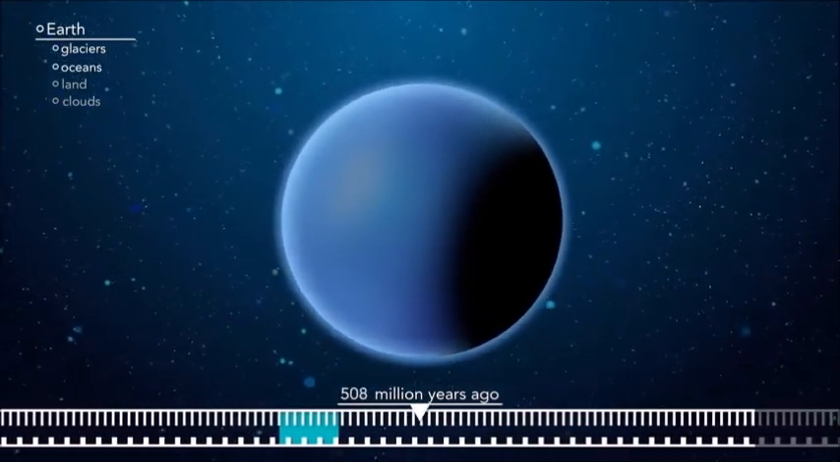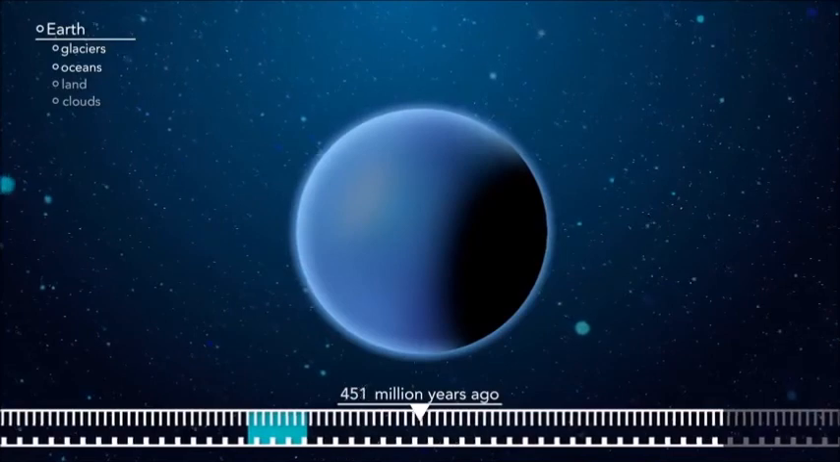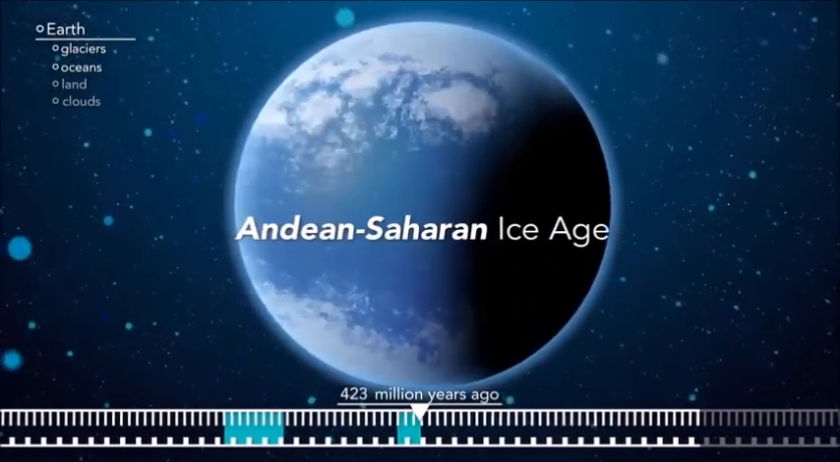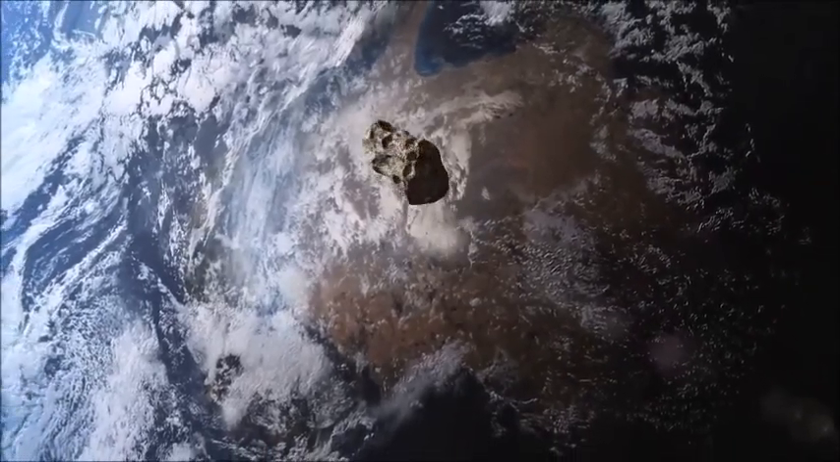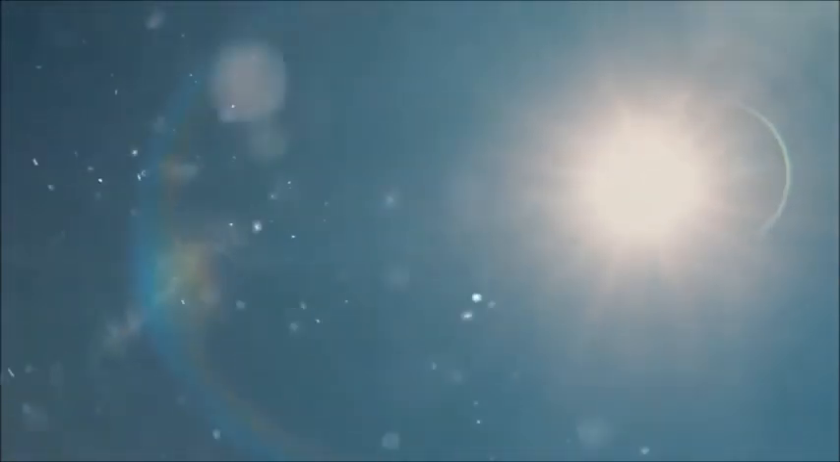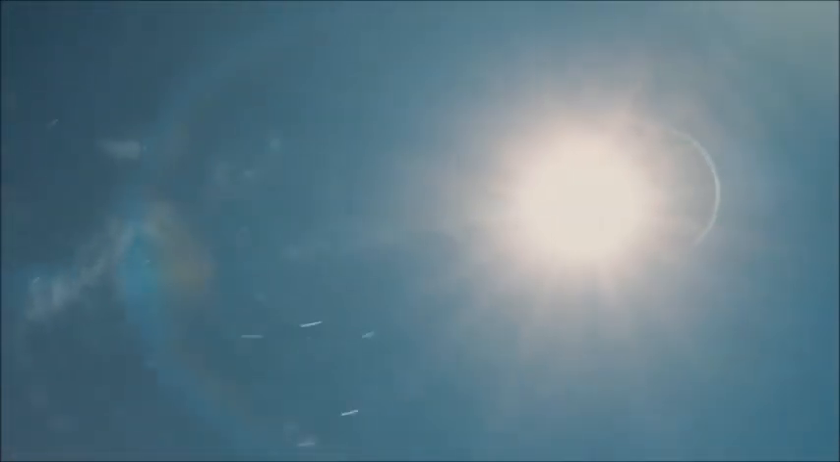The next ice age wouldn't come for another 200 million years, with what's known as the Andean-Saharan Ice Age. And I have to be honest here, not much is known about this period of glaciation. It's thought to possibly have been the result of a massive collision somewhere in the asteroid belt known as the Ordovician meteor event. What this did was send a large amount of debris into the path of Earth's orbit, which over hundreds of thousands of years would fall to the Earth, increasing the atmospheric dust levels to several orders of magnitude higher than what they are today.